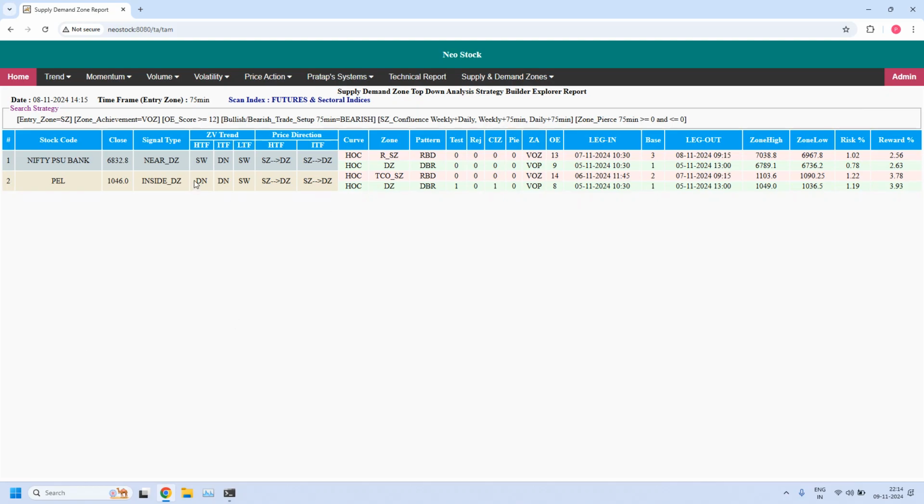In these two stocks, HTF trend is a downtrend. If this PEL is having a weekly EMA confluence, it is even more high probability setup. Already in these two stocks, all these are 75-minute supply zones. These 75-minute supply zones are part of the daily supply zone, and both together are again part of the weekly supply zone. Let's verify. Why only the second one? Because the first one's trend is sideways. Sideways EMA confluence does not give any extra advantage.